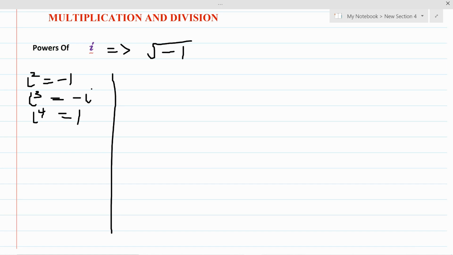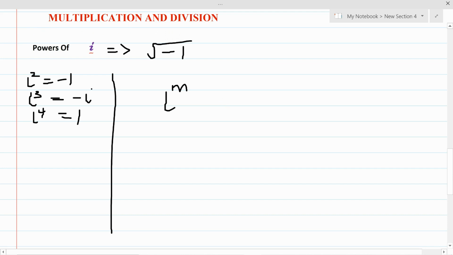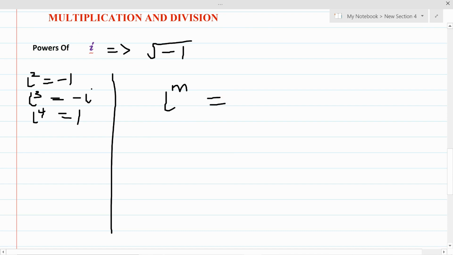Now, from indices, if I have i to the power m, I can rewrite this in terms of multiples of 4. Sorry, the m in terms of multiples of 4. Actually, it's not the whole of this that I'm trying to write in terms of 4. I'm trying to write m.